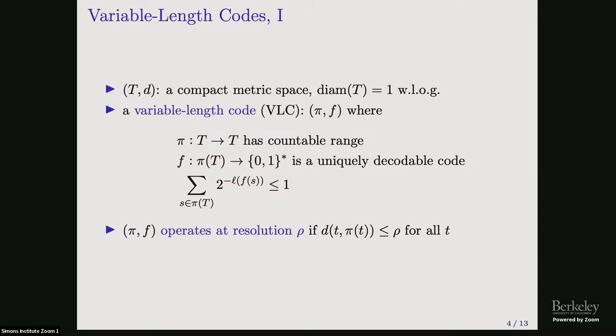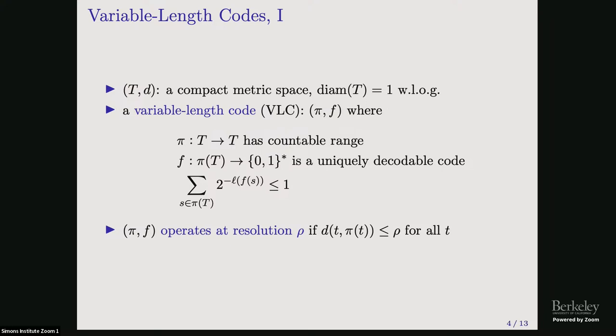These are binary lengths. And then we're going to say that this code, pi f, operates at resolution rho if the error or distortion in reconstructing any element of T using the code is less than or equal to rho for all T. So these are codes where you have a guaranteed distortion, and the only thing you care about is length. Notice that there's no probabilistic description here yet. There's no source model. These are just codes.